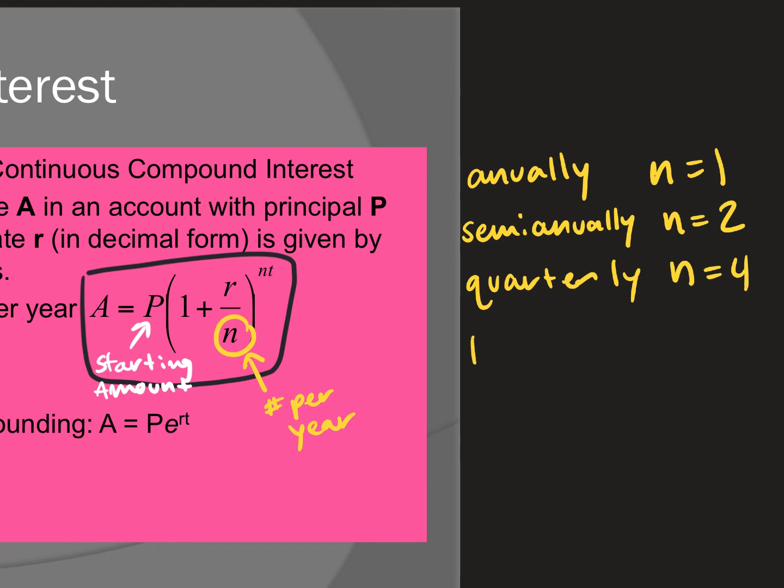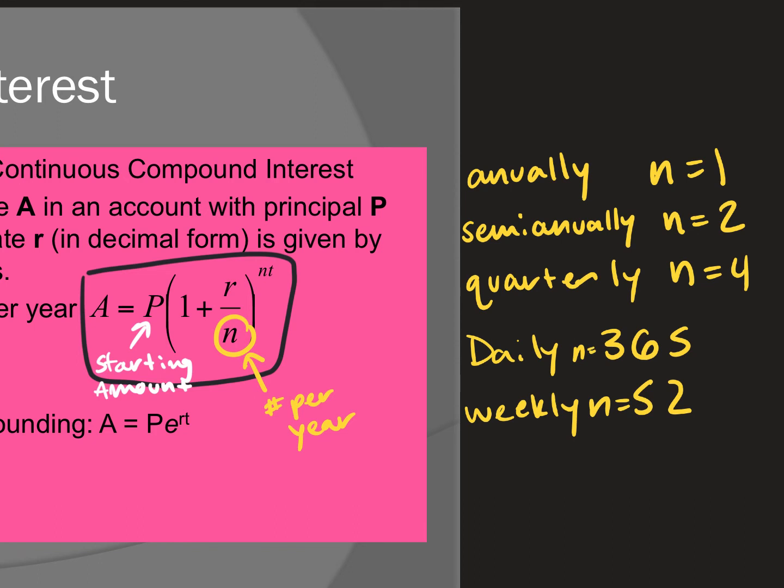What about daily? 365. And what about weekly? 52. There are 52 weeks in a year. So these are the common ones you may see. So your N will change depending on the wording of the question.